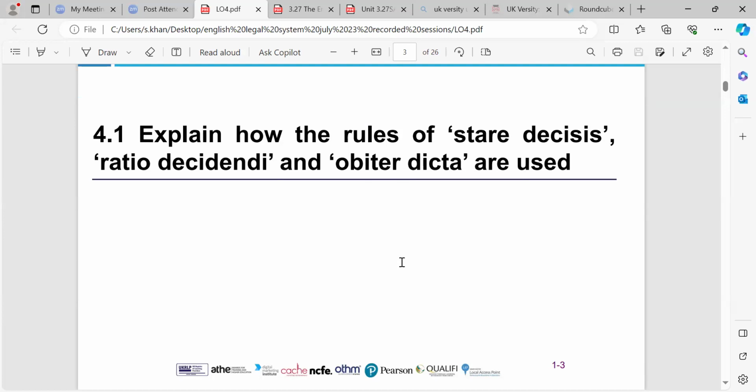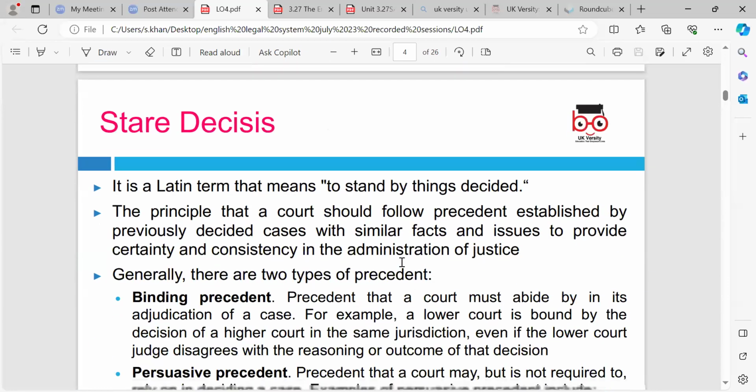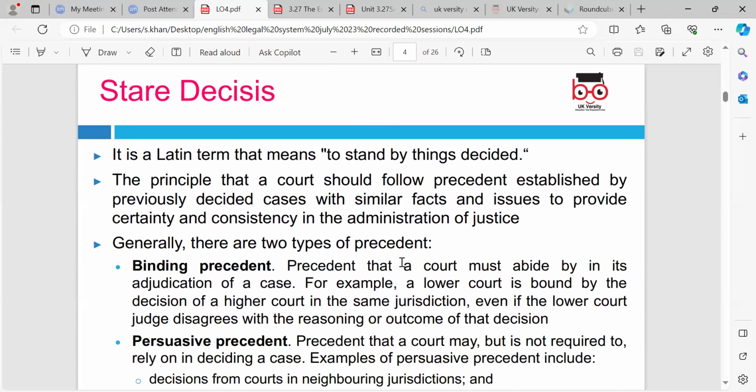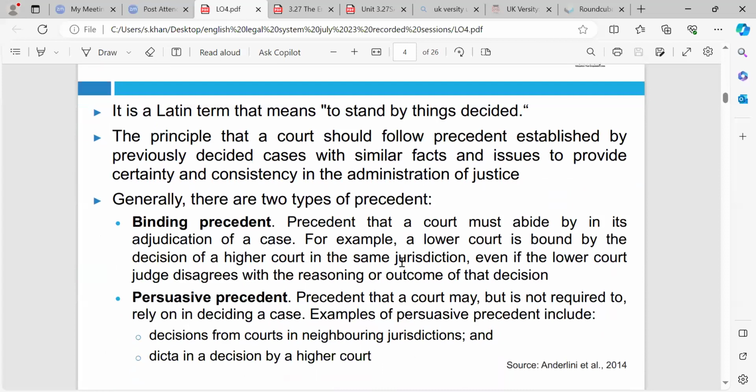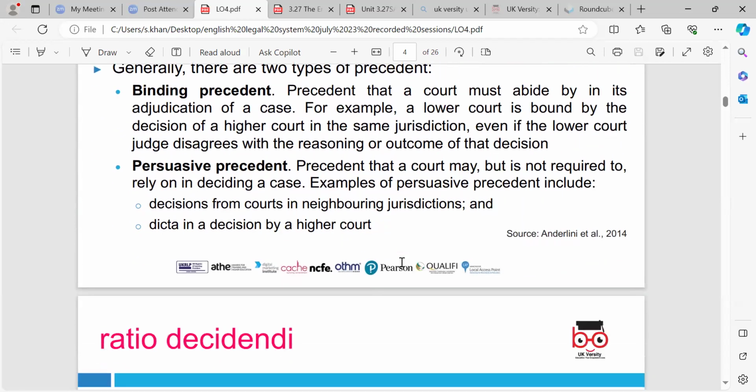(4.1) Explain how the rules of stare decisis, ratio decidendi, and obiter dicta are used. So we looked at what stare decisis means, and it means in Latin to stand by things decided. And the principle that a court should follow precedent established by previous cases with similar facts and issues to provide certainty and consistency. And generally there are two types of precedent: binding precedent and persuasive precedent, which we went through.